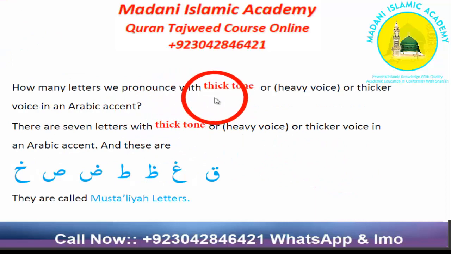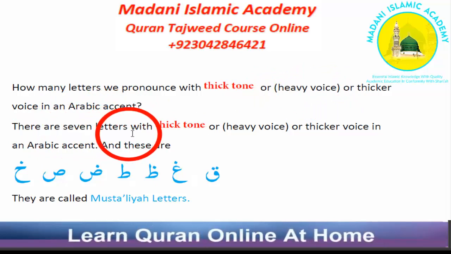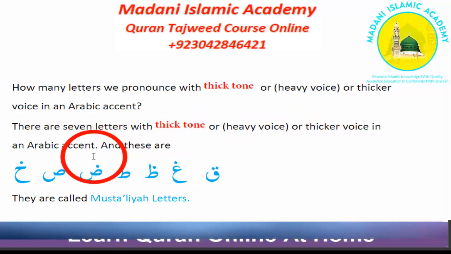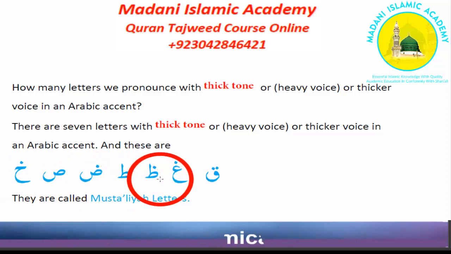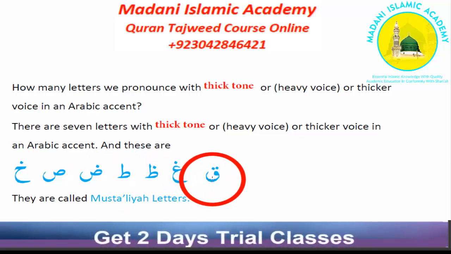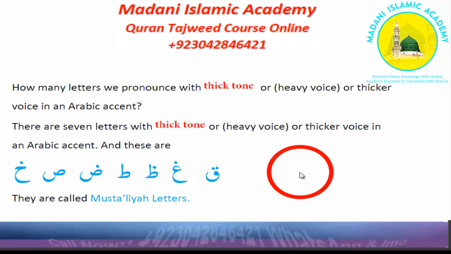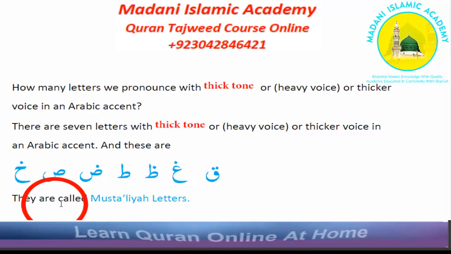How many letters do we pronounce with a thick tone, heavy voice or thicker voice in an Arabic accent? There are 7 letters we pronounce with a thick tone, heavy voice or thicker voice in an Arabic accent, and these are ha, sod, dot, lo, ro, ghain, qaf. These are the 7 letters we pronounce with heavy voice or thicker voice in an Arabic accent, and these letters are called Mustalia letters.